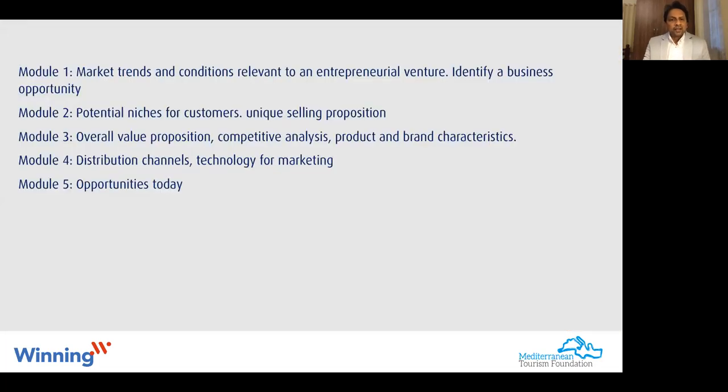actually talk about this. So I want to start off by talking about some of the important trends and what would be relevant. How do you identify a business opportunity? Post that, we will get into topics like understanding the niches. What would be your unique selling proposition, often called USP? What will be an overall proposition, competitive analysis, product, brand characteristics, and so on. And then we get into distribution channels and technology for marketing, and then of course opportunities that are relevant today. So the fifth module is rather interesting, but you'll have to go through all the five to get to that stage. So let's get started then.